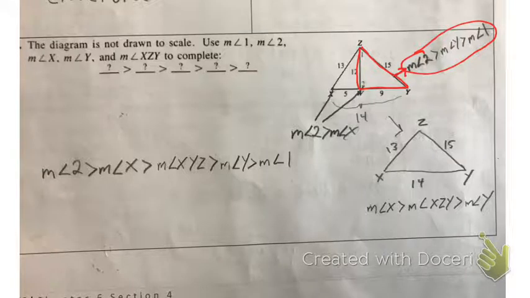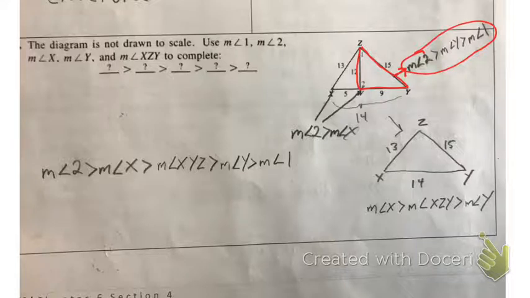And then I took out the big triangle here and put it right there, which led to this fact. So we have measure of angle 2 is bigger than measure of angle y is bigger than measure of angle 1. And down here we have measure of angle x is bigger than measure of angle z, y is bigger than measure of angle y. Well, the odd duck out is measure of angle 2.